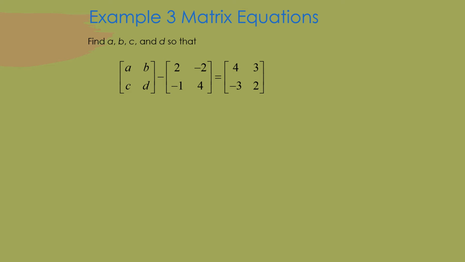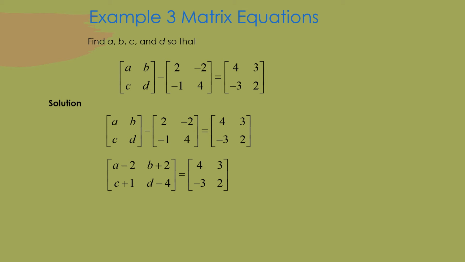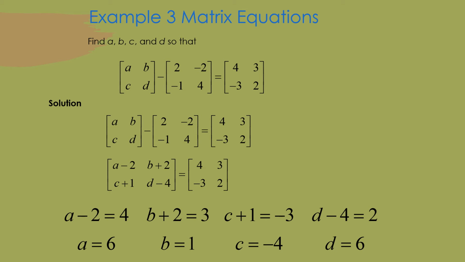So if two matrices are given, and if there is an equation, if there is an equality, you have two expressions, one on the right hand side, one on the left hand side. The left hand side is a difference between two matrices, so you can subtract the two matrices first, and that is equal to 4, 3, negative 3, 2. So each element will be equal. A minus 2 is 4, B plus 2 is 3, C plus 1 is negative 3, and D minus 4 is 2. So you can get the value for A, B, C, and D from this.